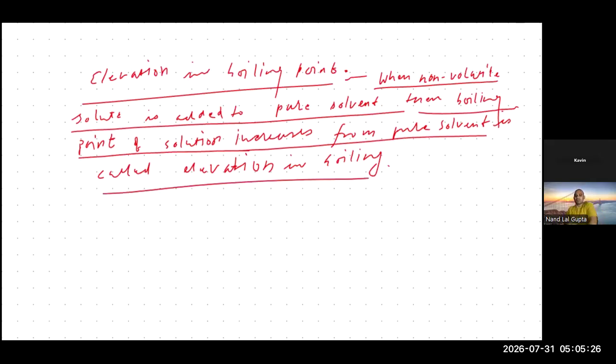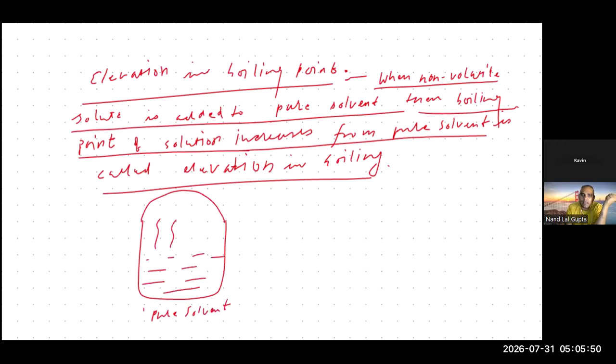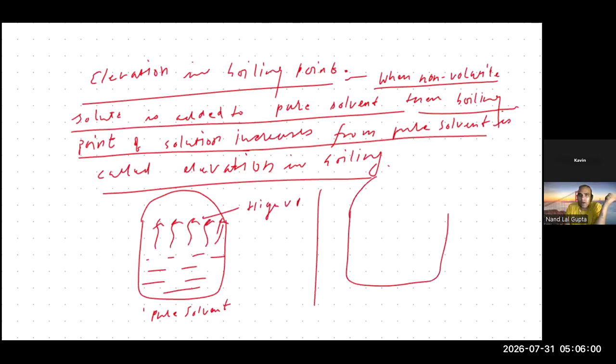What is the meaning of this actually? If you try to understand, we are taking two things here. This is pure solvent. In pure solvent all are liquid, so all the surface particles are going to vaporize, so it is going to be high vapor pressure. Now if you add a solid solute, solid does not have vapor pressure.